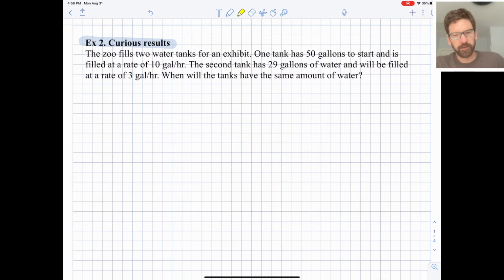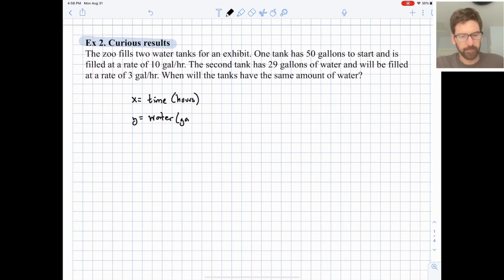Okay, so let's define our variables, and we can have x represent time in hours, and we can have y represent water in gallons. Okay, so let's write a couple equations. For the first tank, it's starting with 50 gallons, and we're adding 10 gallons per hour. So it's a classic slope-intercept form, 10x plus 50. For the second tank, we are only adding 3 gallons per hour, and we are starting with 29 gallons.